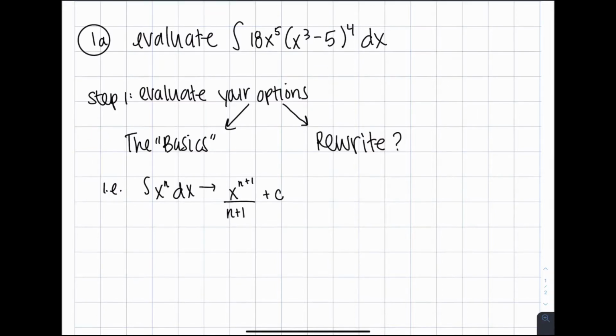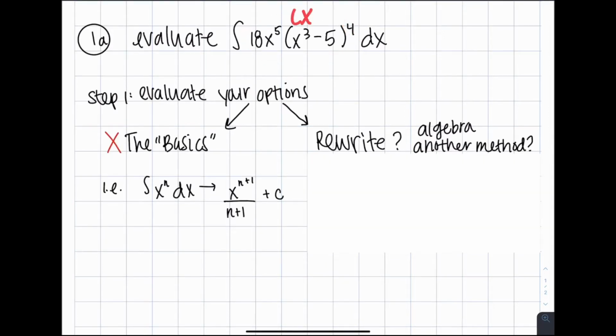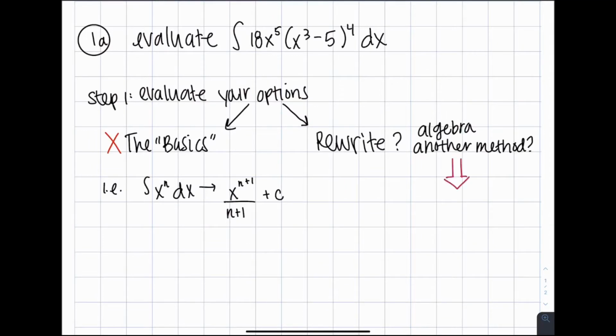So what should we do then? The second option I like to look into is ways to rewrite our given integral. We can perform some algebra to rewrite it, maybe some other technique. Well, algebra isn't the best option for this instance because it could definitely make life harder. That (x cubed minus 5) to the 4th, if we were to expand that, we would end up creating a lot of work for ourselves, so no thanks. So what other technique could we use then?